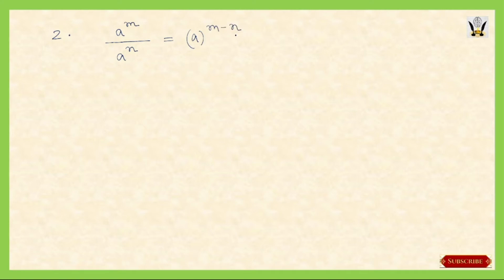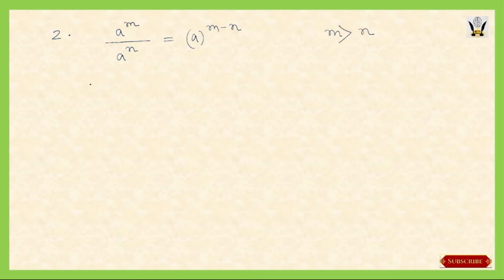minus n. So initially in the first law, what we learned was when we multiply both the factors where the exponents or powers are different, then we basically add those powers or exponents. And when we divide those two factors where the exponents are different for the same base, then basically we subtract one exponent from the other. Here m will be greater than n.